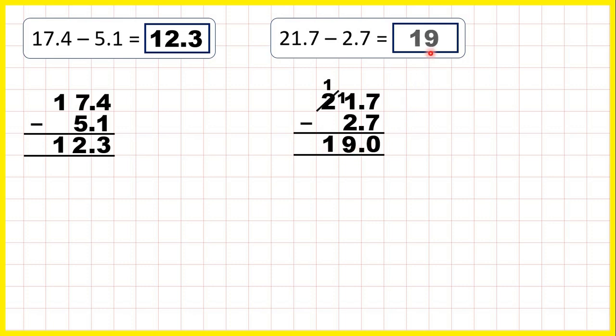So our answer is 19.0, which we can just write as 19, because remember, if you just have 0.0 on the end of a number, then you have a whole number. All the 0.0 tells us is that we don't have any tenths, but a whole number tells us that as well.